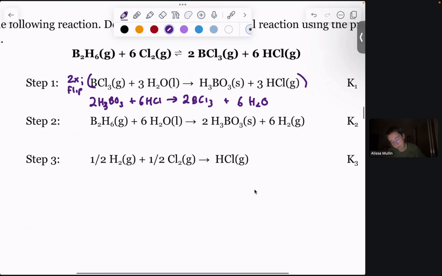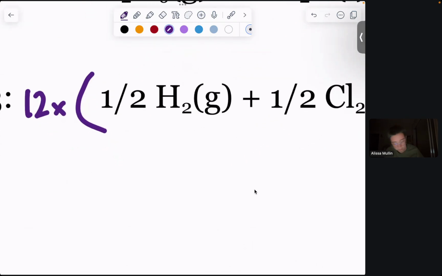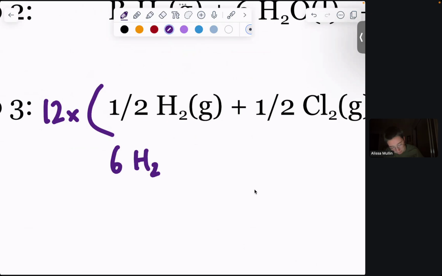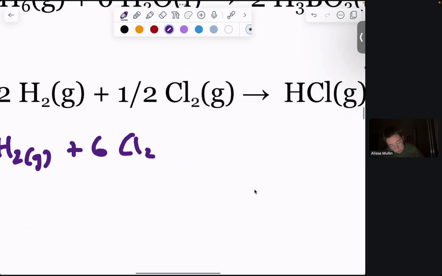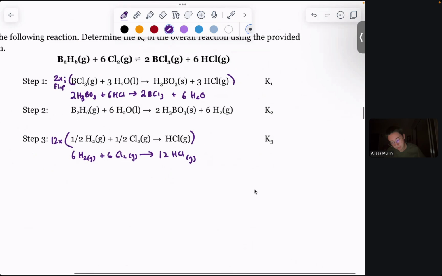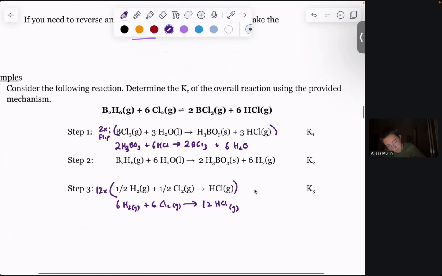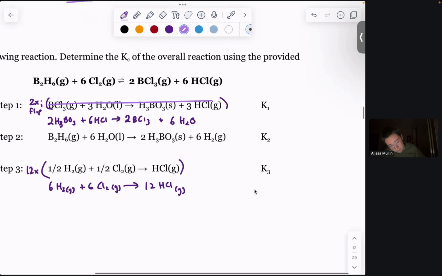Okay, and I also have to mess with this one in order to get it so my HCl's all cancel out and I have 6 remaining. I need to actually multiply this by 12. So that instead this would be 6, 6, and 12. Okay, so when I flip this around, right, so now it looks like that.